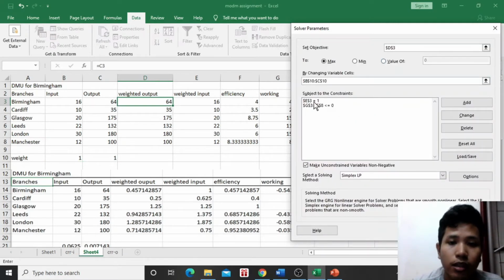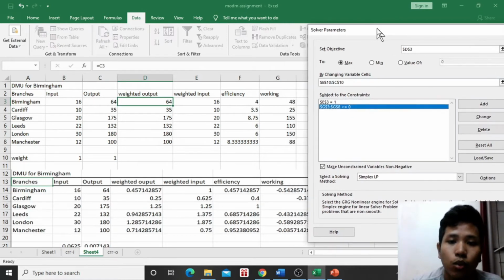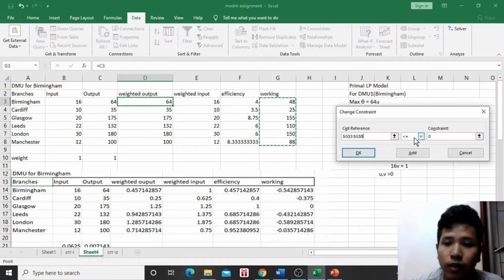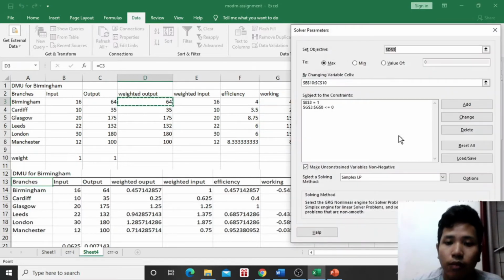The constraint is the weighted input. For this case, it is Birmingham. So the weighted input for Birmingham, which is 16, equal to 1. And then the next constraint is the working for all the bank branches from Birmingham to Manchester will be less than or equal to 0. Okay, so that's it for the constraints. The solving method is simplex LP. That's how to do it.